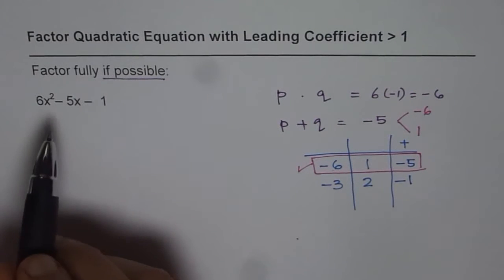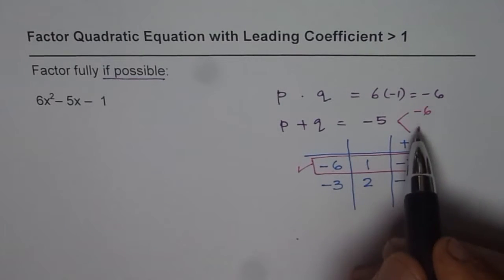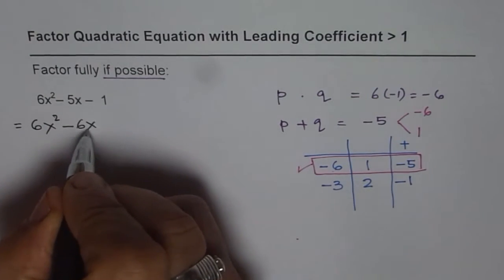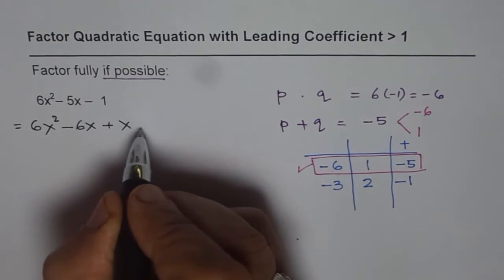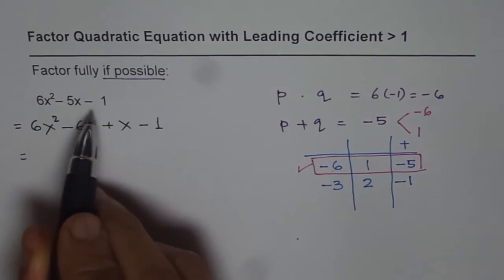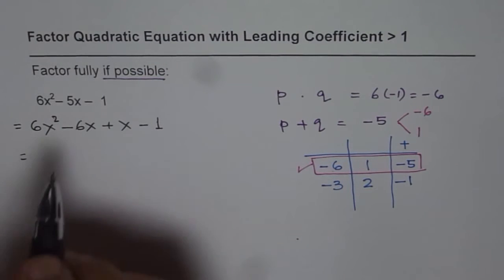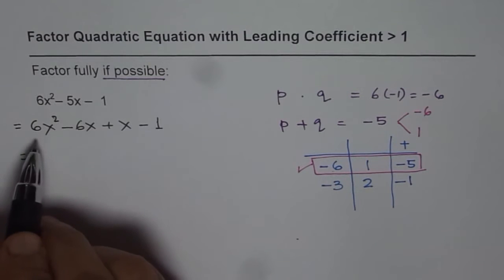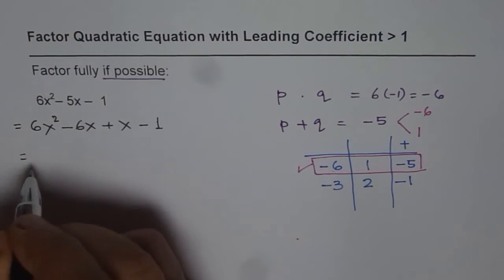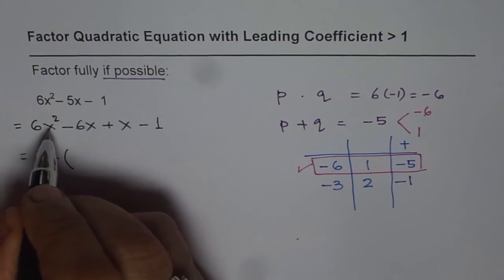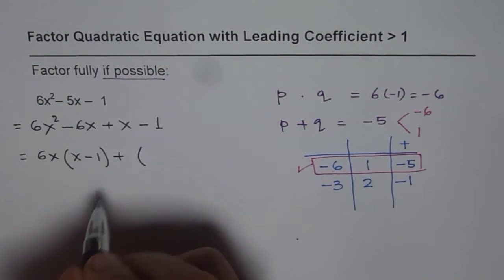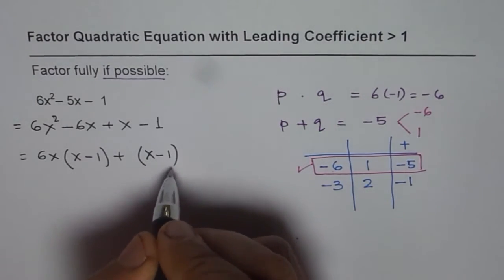Now we can write minus 5x as a combination of these two. So we'll write this as 6x squared minus 6x plus x. No need to write 1 here, it is always understood. So from a three-term trinomial, we get a four-term polynomial. In this, group in 2. So we'll have 2 groups, and from them find the common factor. The first group gives us a common factor of 6x, so we are left with x minus 1. Here we have a common factor of 1. Again, no need to write 1; it is understood.